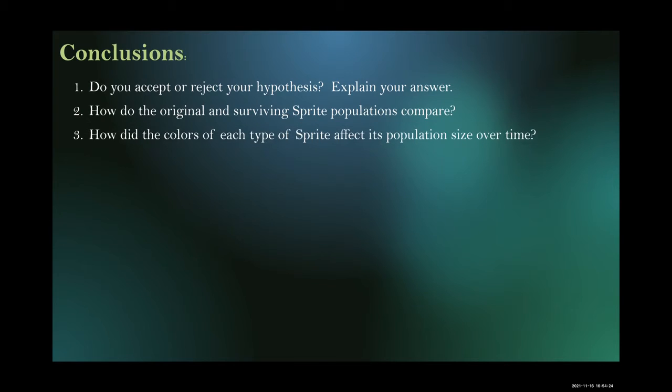How did the colors of each type of sprite affect its population size over time? It was generally decided that the green sprites were best camouflaged, the orange sprites being fairly well camouflaged, especially considering that it was fall and there were many leaves on the ground, similar in color to the orange sprites. The white sprites were least adapted to their environment.